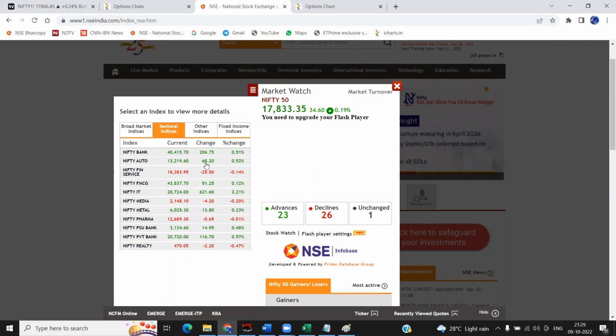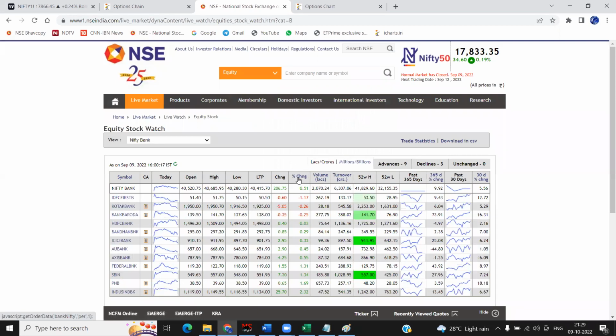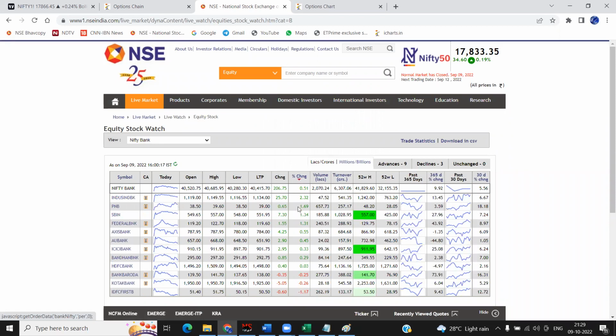Now, suppose you are interested in banks. Here it is. Go to Stock Watch. You're getting the list of banks which are performing today. Go and check here the strongest one or weakest one, okay, IndusInd Bank. At least in the morning hours, if you want to know, this is the sector which is moving.